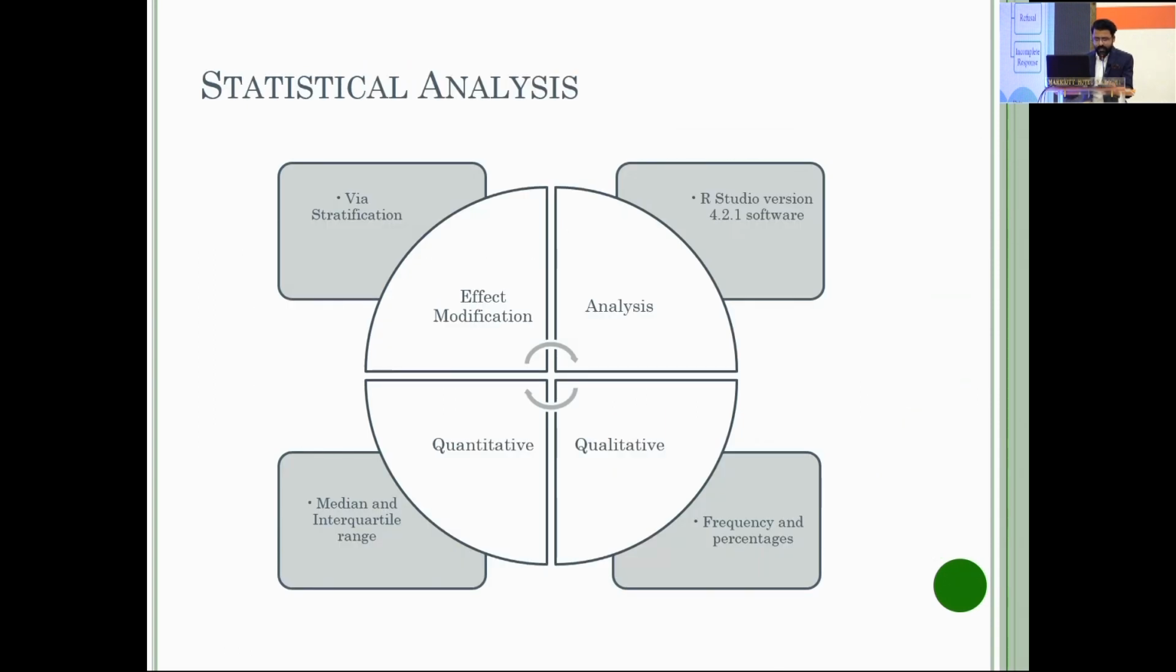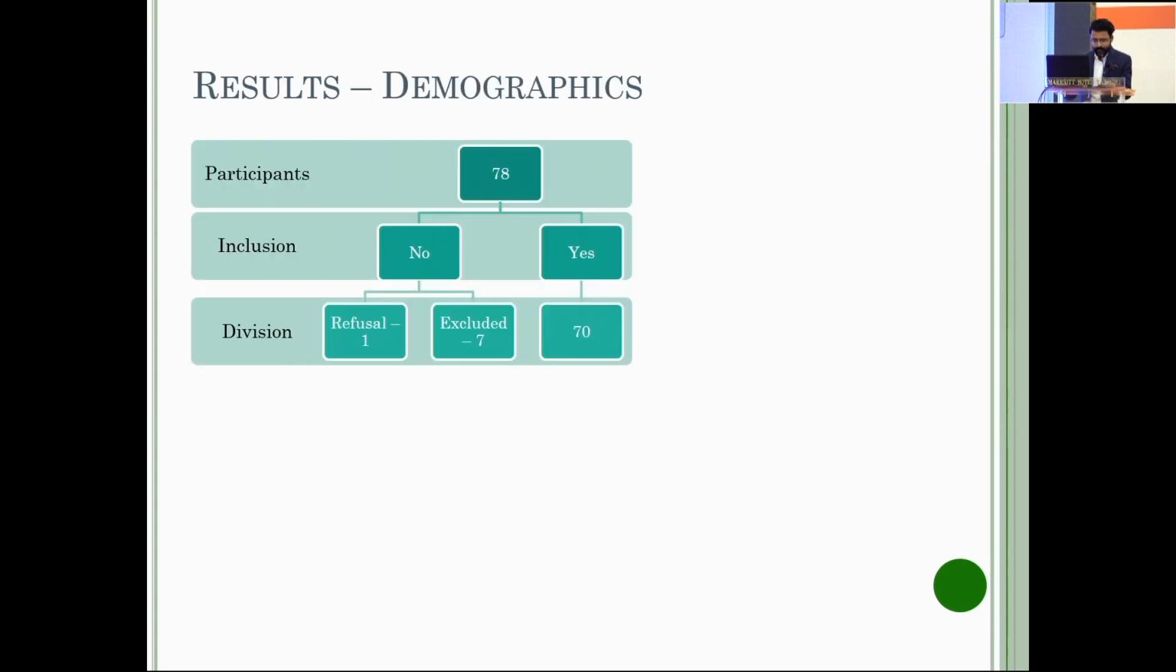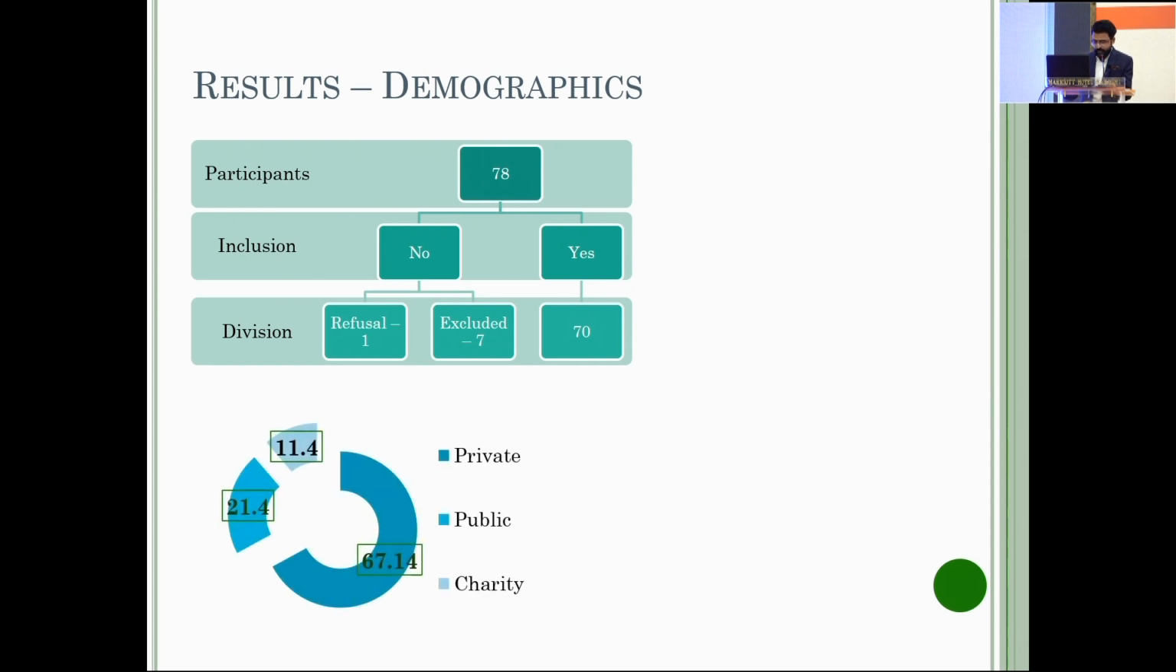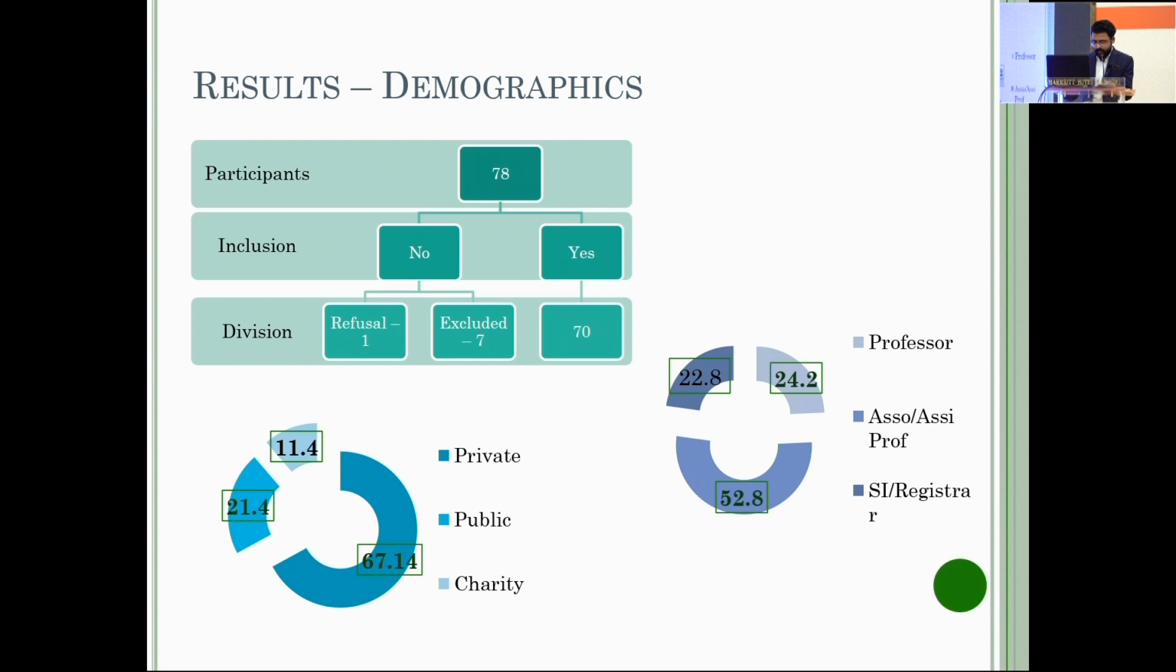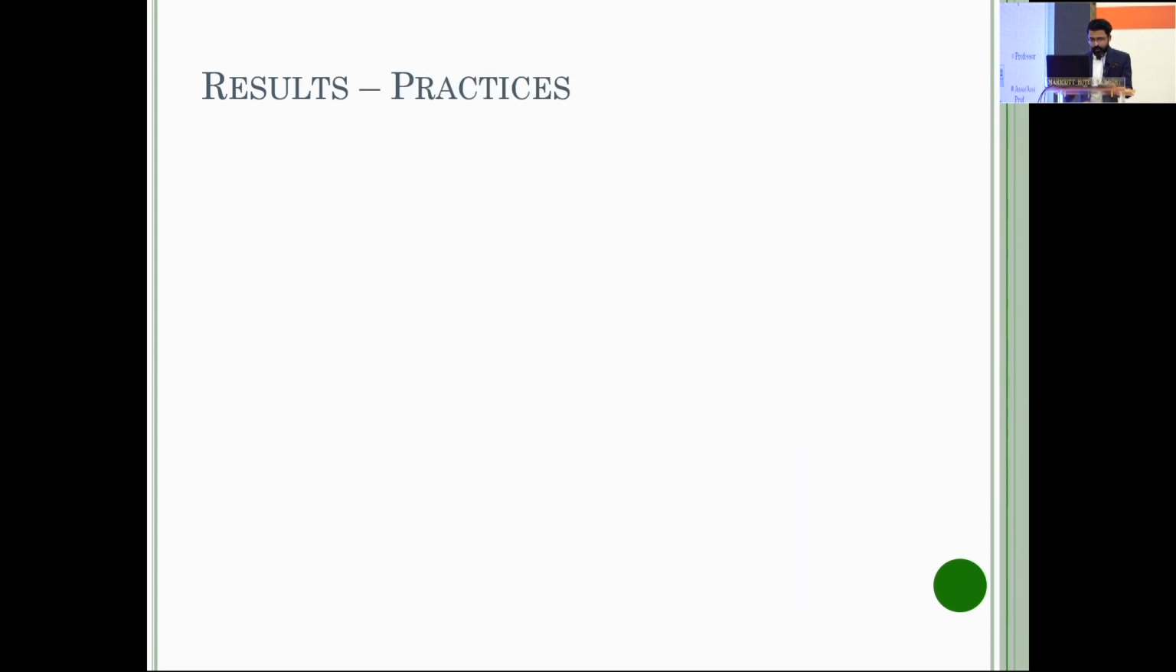Statistical analysis was carried out using R Studio software. Descriptive analysis was presented as median for the quantitative variables and frequency and percentages for qualitative variables. Associations were determined via stratification. A total of 70 responses were analyzed out of 78. The majority hailed from private hospitals, 67%, while half of the population were either associate or assistant professors. The median work experience was 14 years for them.